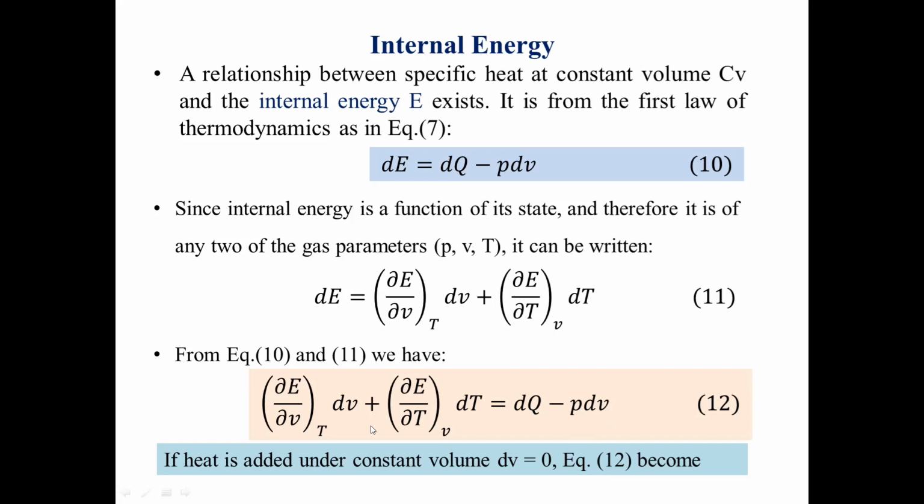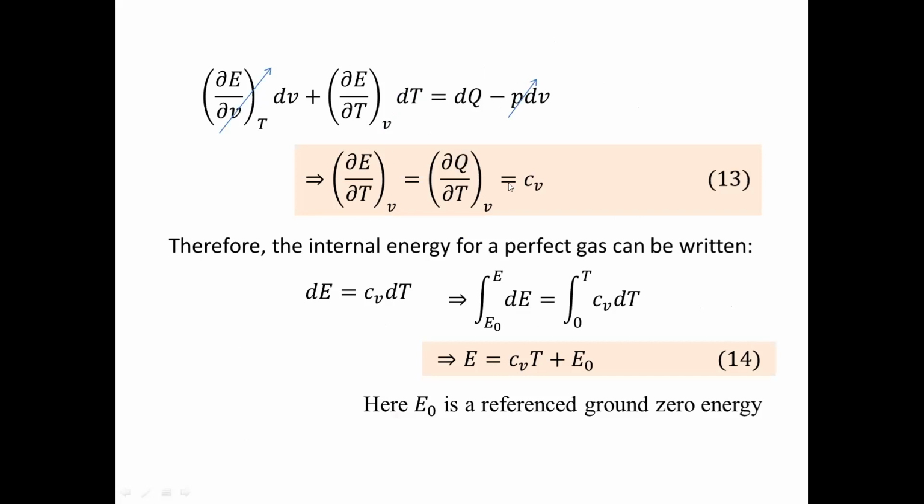If heat is added under constant volume, then dV equals 0. That means the parts containing dV, PdV and also the dE dV term, are 0. So what is left now? We have left dE dT, which is equal to dQ. That is the meaning. So this component is equal to Cv, the specific heat at constant volume.